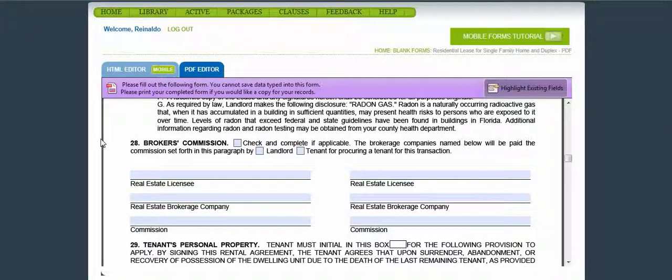Paragraph 28 is your broker's commission. Check it if applicable. The broker company's name below will be paid the commission set forth by the landlord normally. Okay? The landlord will issue the checks at the end to each commissioner, the real estate licensee on both sides. We will continue.